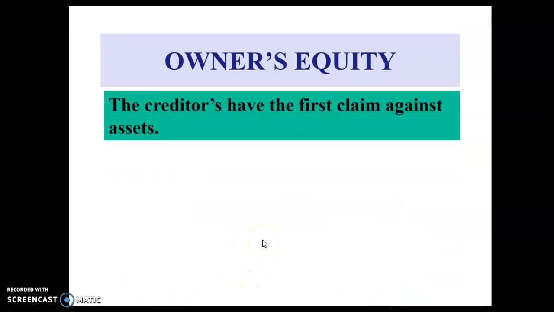The creditor has the first claim against any assets. So if the business is going to go bankrupt, the creditors get to take away the assets first. They get to repo stuff first. And only what is left over goes to the owner's equity.